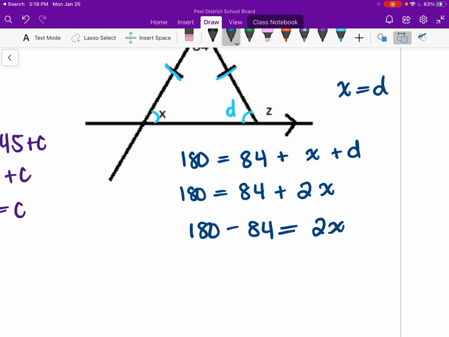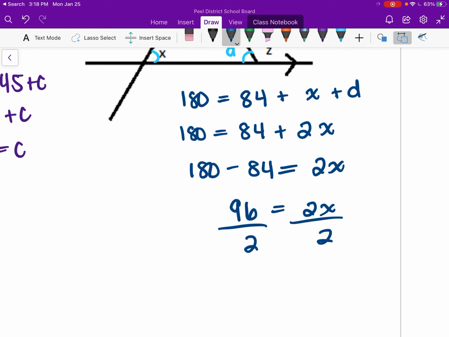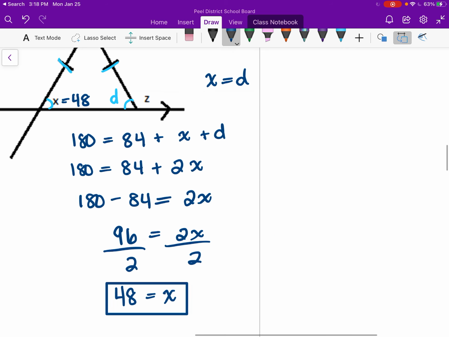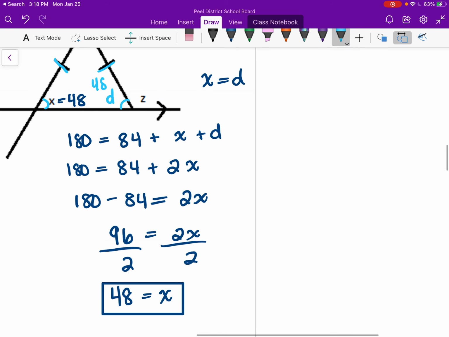2x. So I have 180 minus 84, which is going to be about 96, equals 2x. Divide both sides by 2. So 96 divided by 2 is going to give me 48, is equal to x. Right, so I know that this angle here is going to be 48. Then I know D is also 48, right?